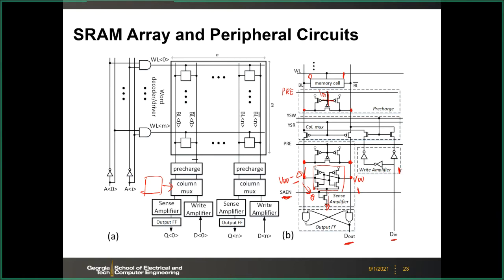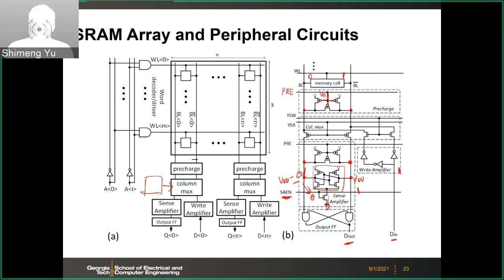write. For example, you have VDD here, 1, and then this will become 0, and then you have 2 inverters, so this will become 1. So basically, you prepare this complementary data pattern to be the bitline and bitline bar signal. Then you will write the data in, as we discussed earlier. So any questions? Peripheral circuits?